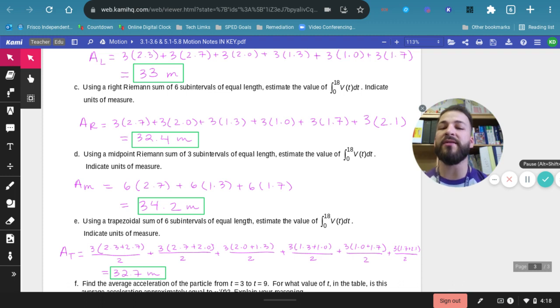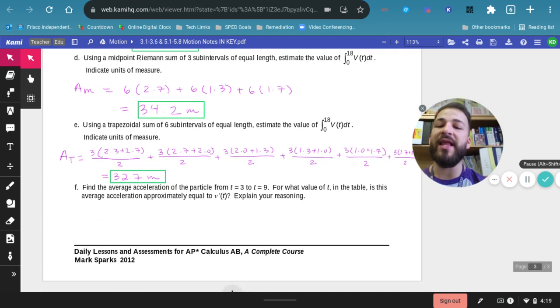We end up repeating those heights as we go all the way across, and we get 32.7 meters, which is right perfectly in between our right Riemann sum and left Riemann sum, which is usually where it should fall, a nice average of the two. So hopefully that was kind of a nice little review for you.